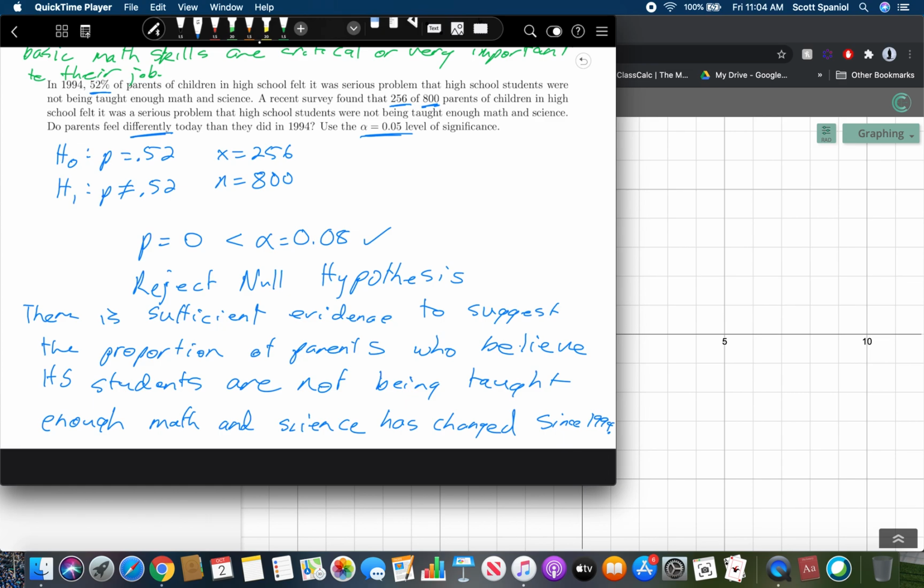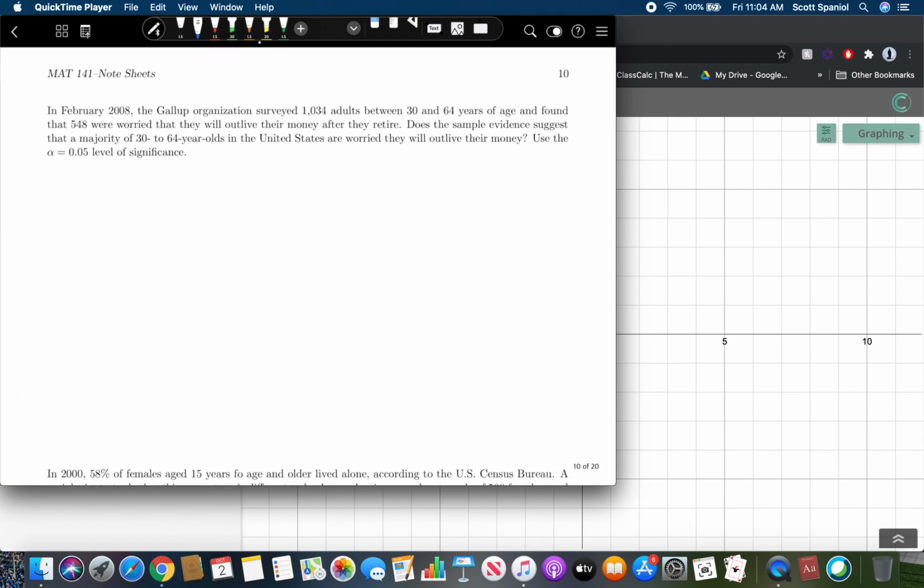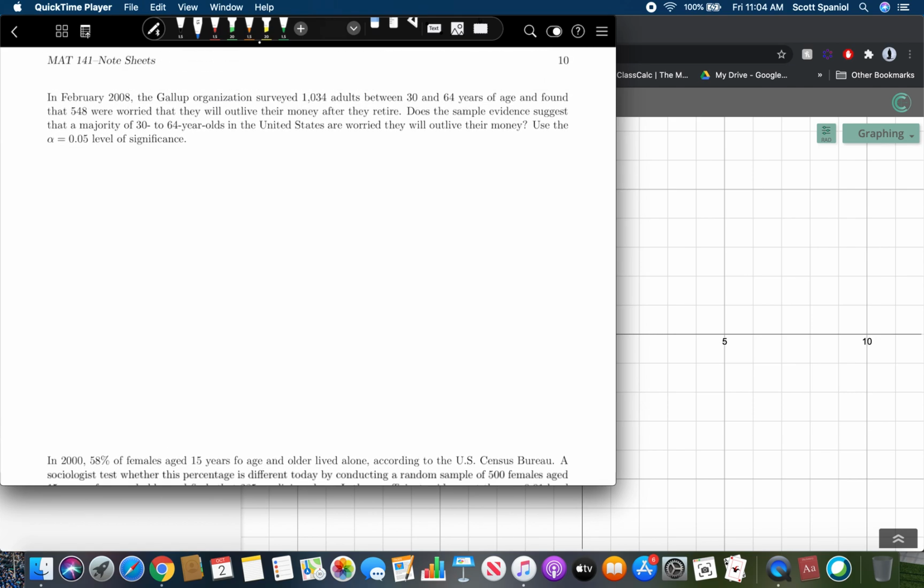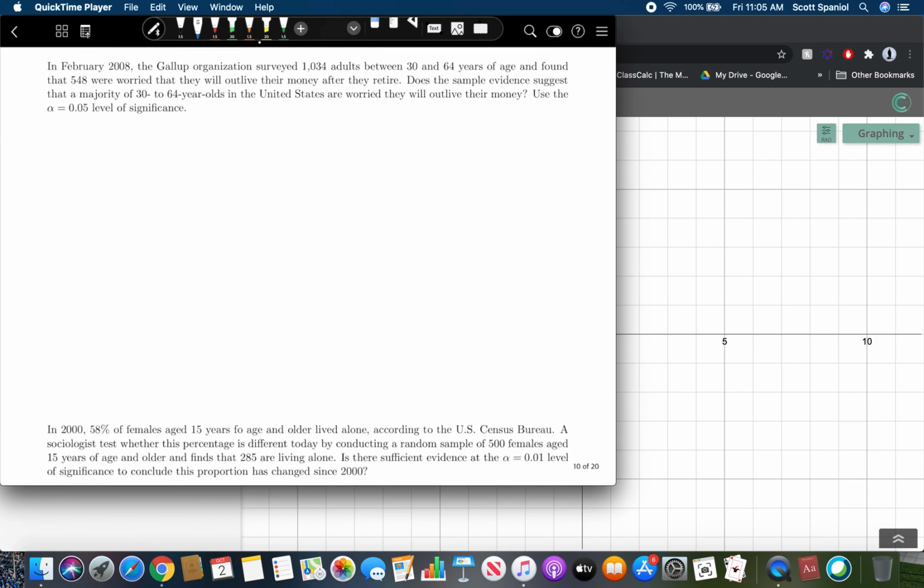And like I said on the previous problem, all that's different is this middle part here, right? Doing that and deciding whether or not to reject the null hypothesis. So why don't you guys pause the video for a second and try these two problems on page 10. Okay, so now that you've had a chance to try them, let's go through them together.